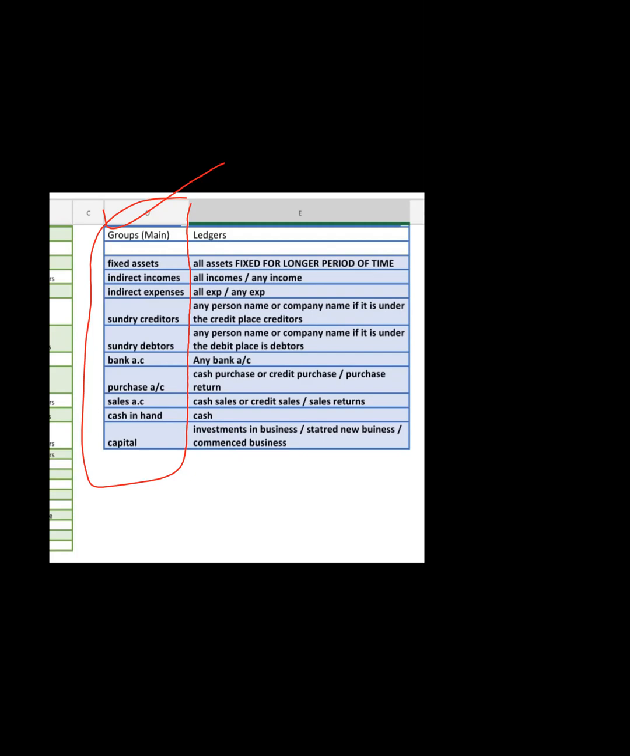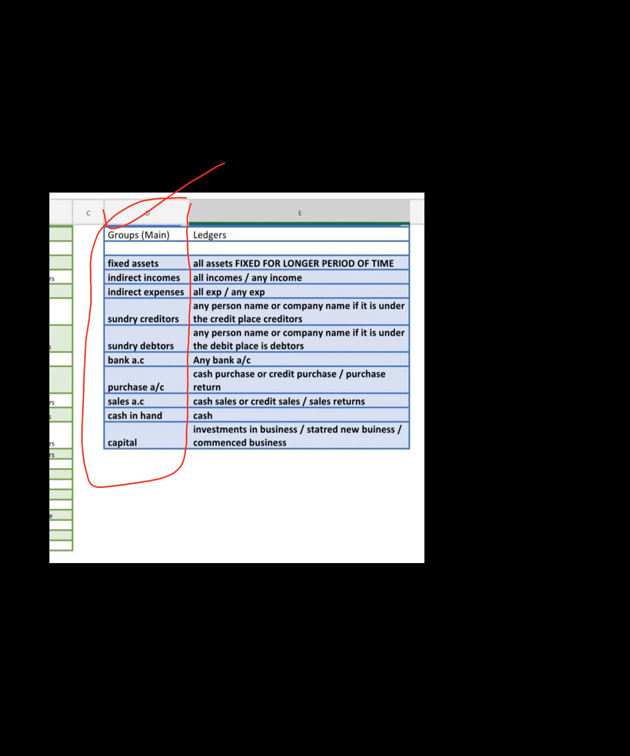So the group is more important. Indirect income is a group; whatever comes under that is a ledger. Indirect expenses is a group; whatever comes under that is a ledger. And most importantly, sundry creditor and sundry debtor.